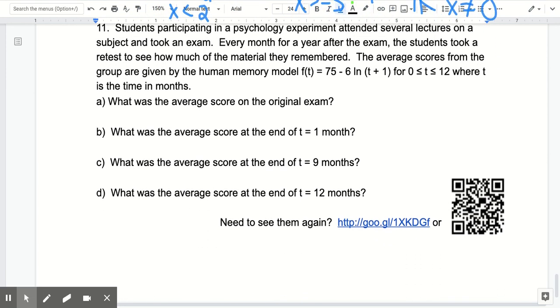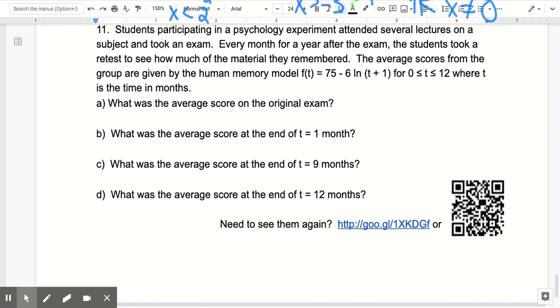Our last problem is just some applied stuff with it. So we have the psychology experiment where you go to these lectures and then take an exam on the stuff you learned. And then every month for a year, you come back and retake the exam. We're going to see what happens to the score. So this is the function we're looking at. So we want to know the average score on the original exam. All we have to do is plug in 0, because that's the original exam, was at time 0. And when we do that, we just get 75.